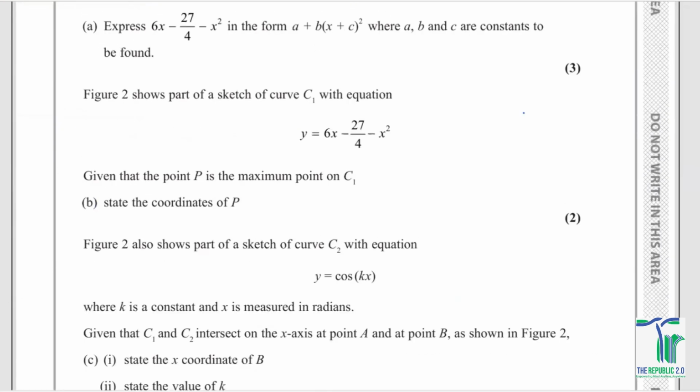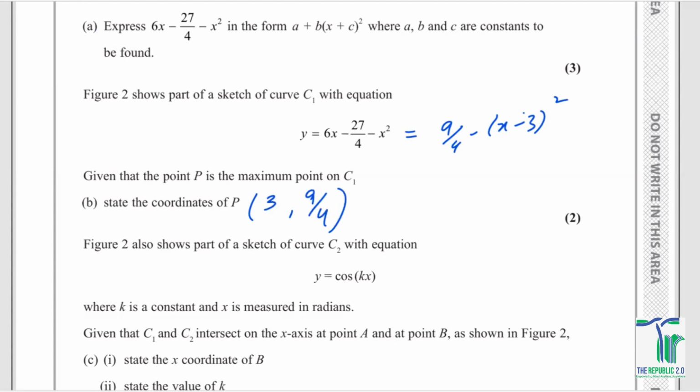Right after this quadratic expression, we just need to find the maximum point on C1, which is P. So we just wrote this expression to look like 9 by 4 minus (x minus 3) square. By comparing it with the standard form, you can already see that the maximum has to be 3 and 9 by 4.